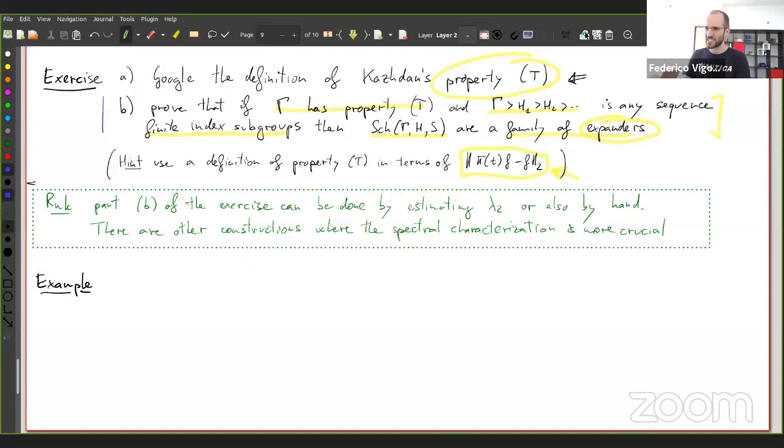But anyway, now an example is due. The standard example of a group with property T is SL_3(Z). So the special linear group SL_3(Z) has property T. So any of its Schreier graphs will give you a sequence of expander graphs.